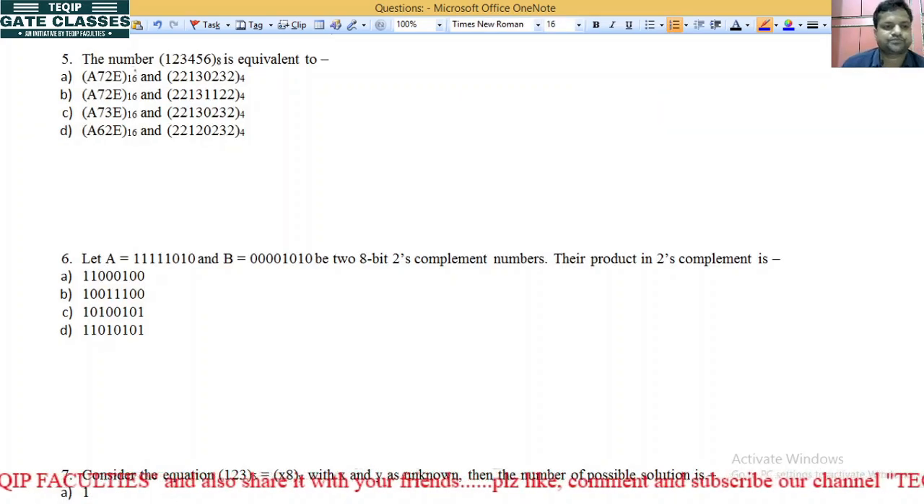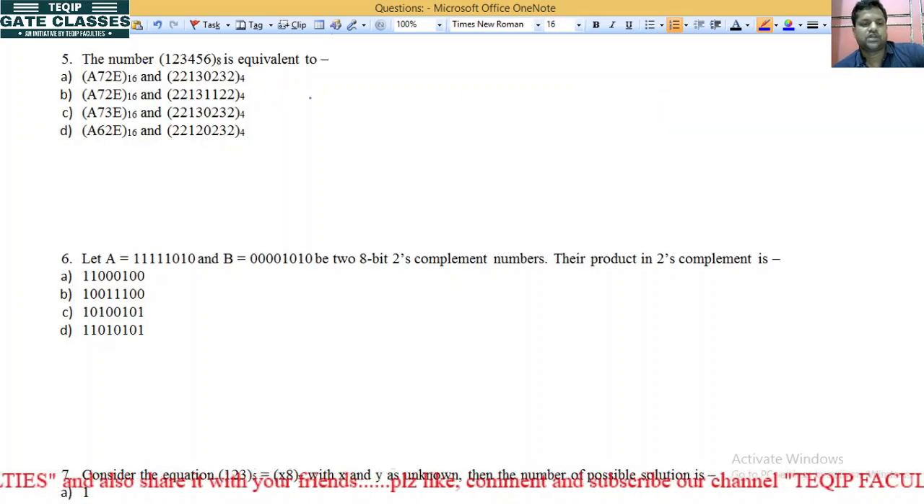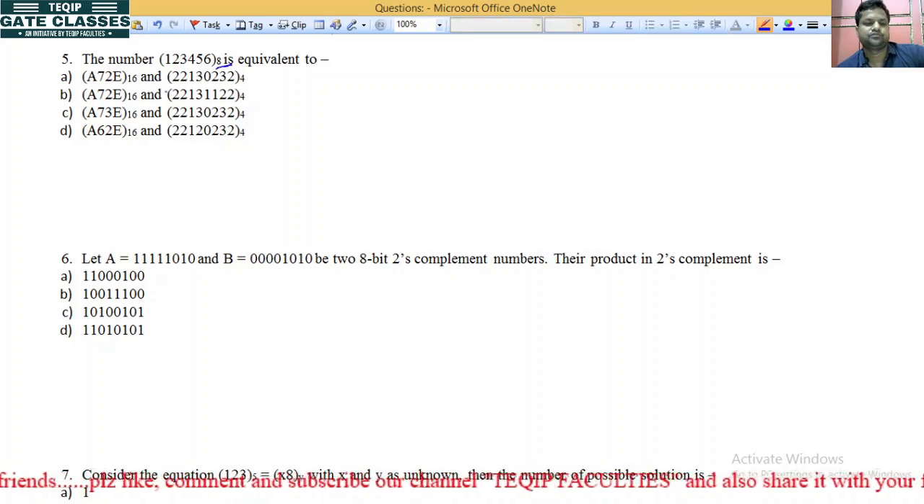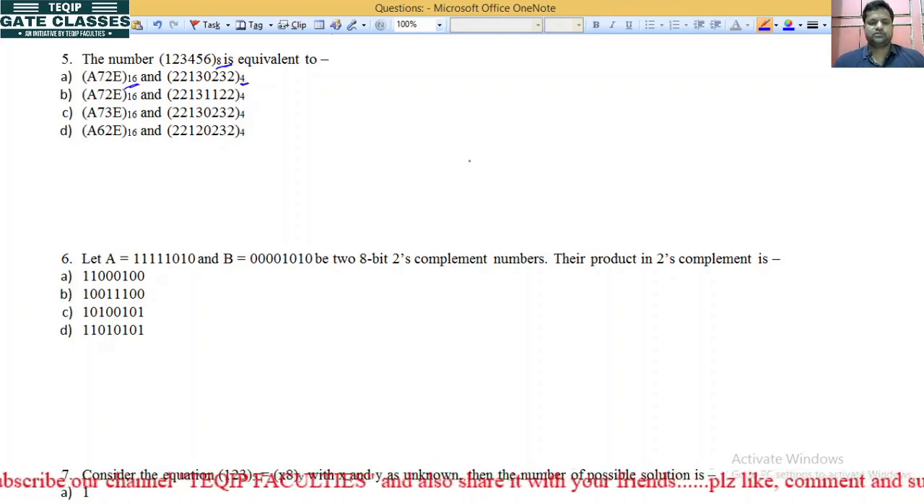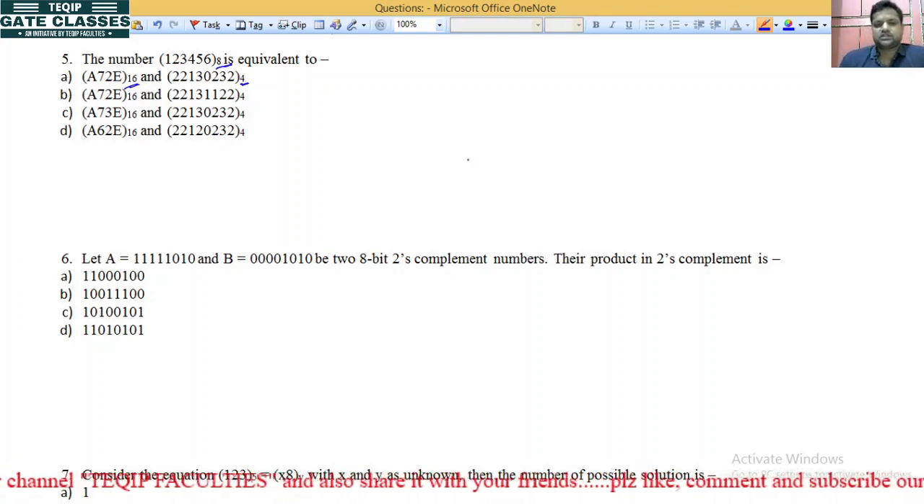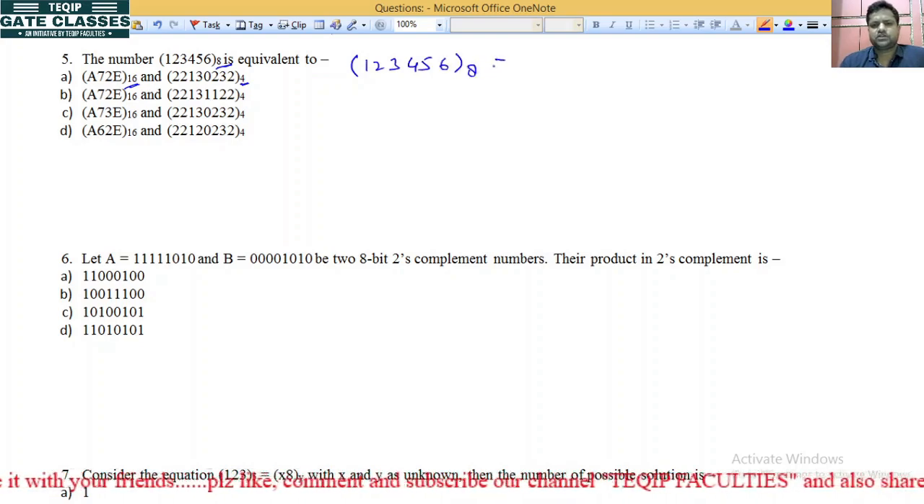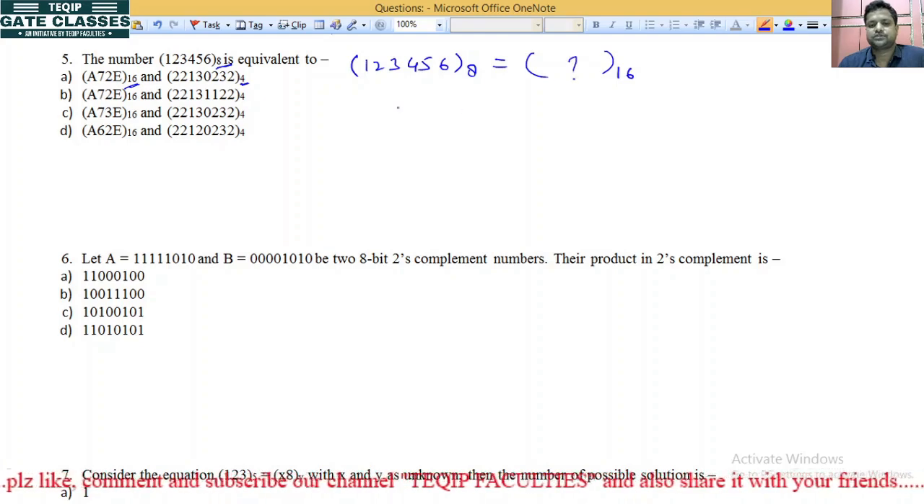So for this question, we have to change the number given in octal into hexadecimal and base 4. So first of all, we are moving to the hexadecimal. I have 1 2 3 4 5 6 with base 8, and I am going to convert it into base 16.